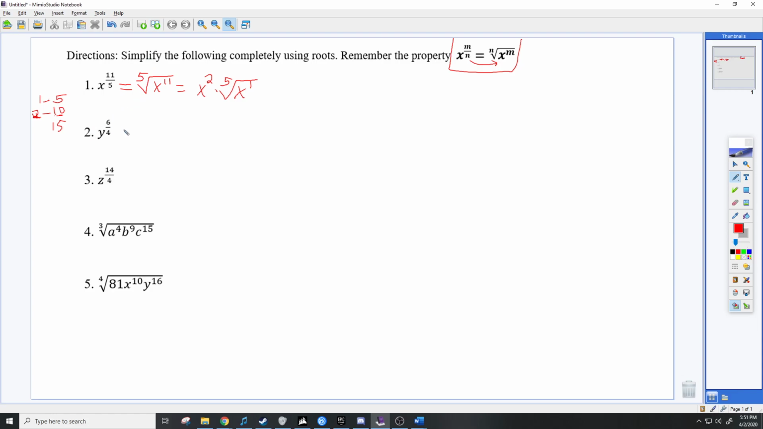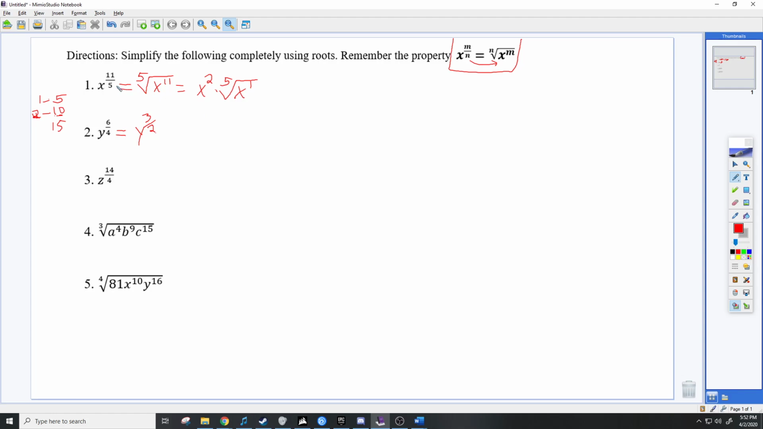If you look at 2, this one we might say, well, 6 and 4 can actually be reduced before we actually change it, and that is true. So maybe I will do that first. If you reduce 6 over 4, it makes it a little easier. So y to the what power? Well, they both can be divided by 2. So that's 3 over 2. Divide them both by 2.